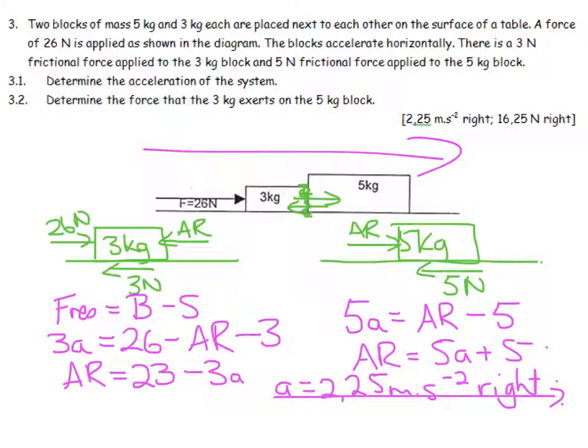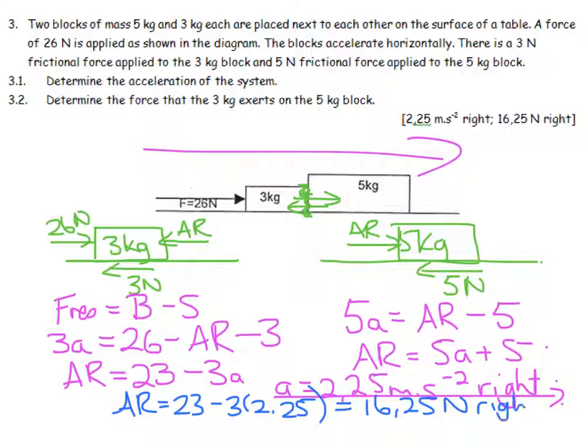Once I substitute that back, I now need to determine the force. So this is my action-reaction pair. The 3 kilogram exerts on the 5 kilogram. It's going to be to the right. Doesn't matter which equation I substitute this number back into. I can substitute it into either one, and I'm going to choose this one. AR is 23 minus 3 times 2,25, and I land up with that being 16,25 newtons right.